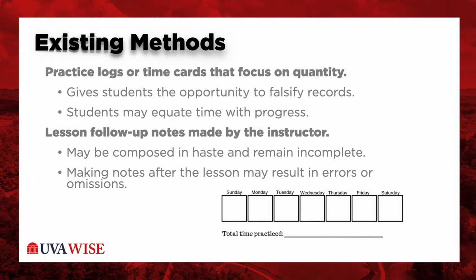Existing methods use practice logs or time cards that focus on quantity over quality. These practice logs give students the opportunity to falsify those records, and students may also begin to equate time with progress. The more I practice, the better I'll get. Also, sometimes the professor will make follow-up notes after a student's lesson. However, these may be composed in haste and remain incomplete. Also, making notes after the lesson may result in errors or complete omissions.